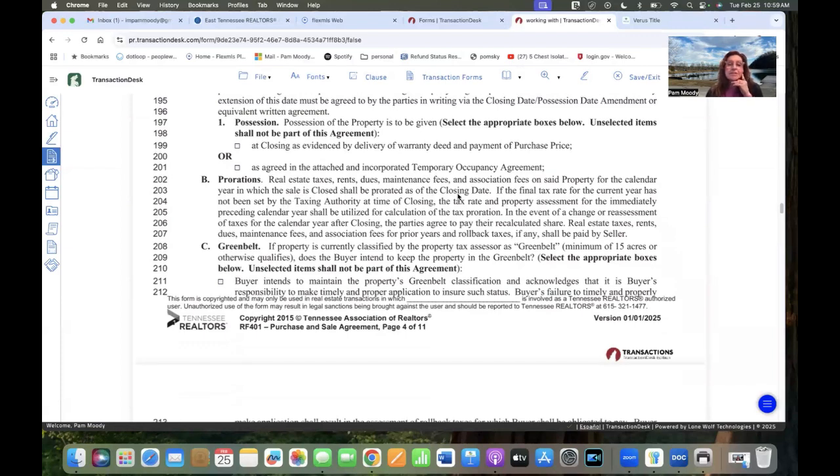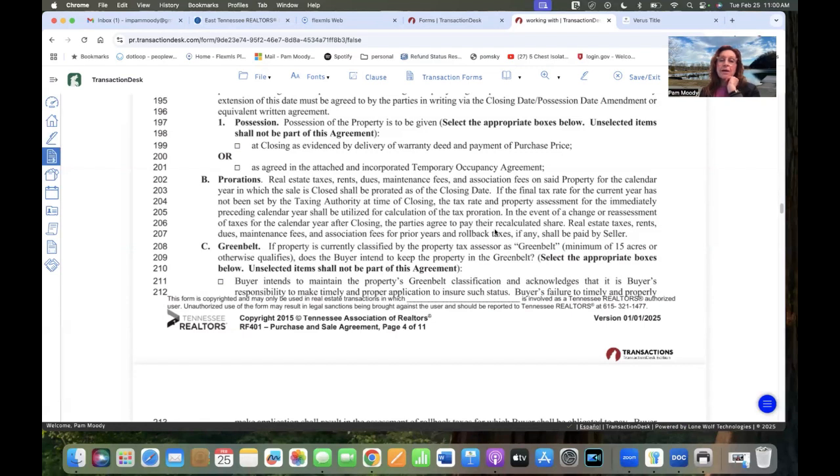Prorations, real estate taxes, rents, maintenance fees, and associated fees on said property for the calendar year in which the sale is closed shall be prorated as of the closing date. So it means you're not going to be paying taxes for previous years. So if the final tax rate for the current year has not been set by the taxing authority at the time, they prorate it. So the seller will owe a certain amount and you will prepay the rest. Okay.